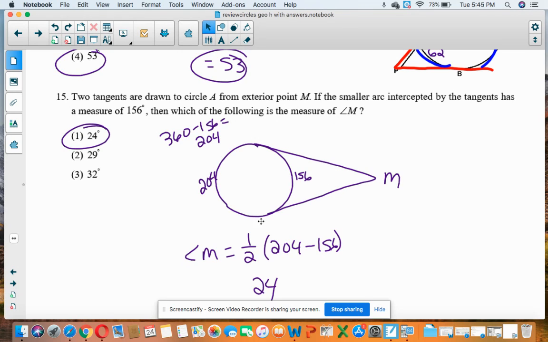Well, together they just form a circle. So 360 minus 156 is 204, and I do 1/2 the difference of the arcs, 204 minus 156, and that's how I get 24.